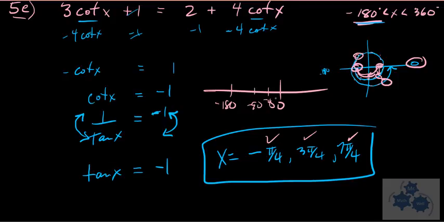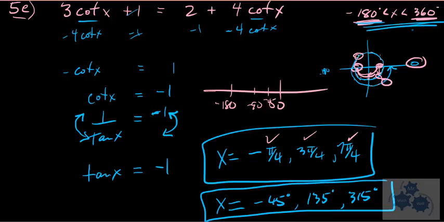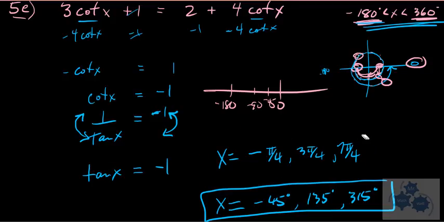Here's negative 45. And actually, to tell you the truth, while I'm doing this, I'm noticing that the domain is given in degrees. So guess what? Our answers should be in degrees too. I just opt for radians all the time. So this is negative 45. This is 135. And this is, what, 315? 315. So you'd probably want to give your answers in degrees if the domain is stated in degrees. Okay, so that is 5e. Any more questions about that one?